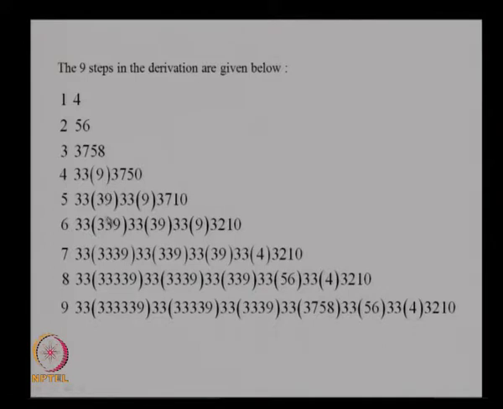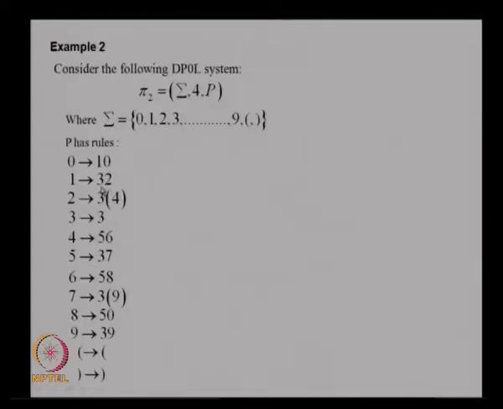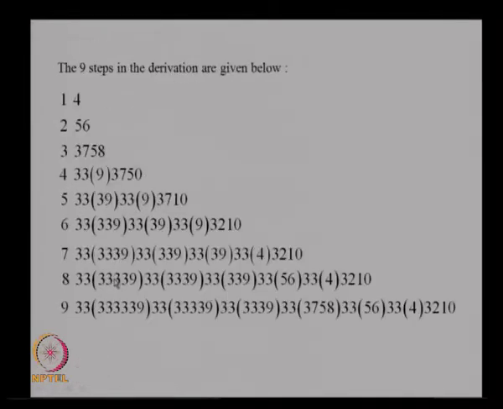So, proceeding like this in 9 steps you get derivations of this form, because look at the rules: 0 goes to 1 0 and so on, 4 goes to 5 6, and 5 goes to 3 7, 6 goes to 5 8. So, you see 4 goes to 5 6, second step you get 5 6, then 5 goes to 3 7, 6 goes to 5 8. So, in the third step you get this, and if you proceed you will get strings of this form.